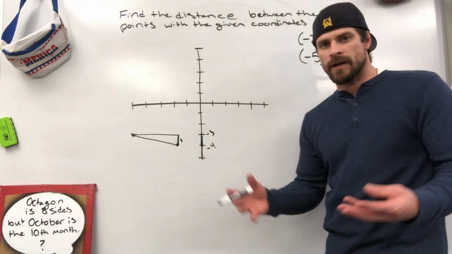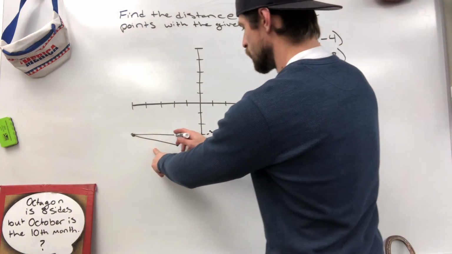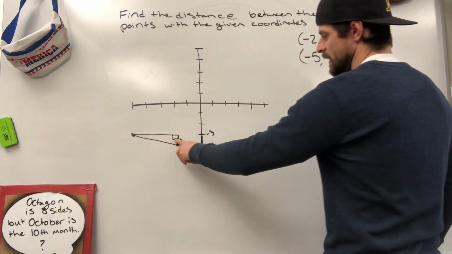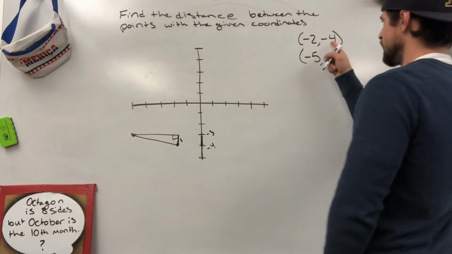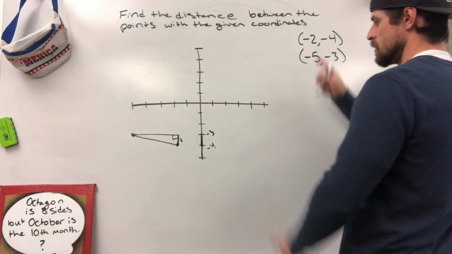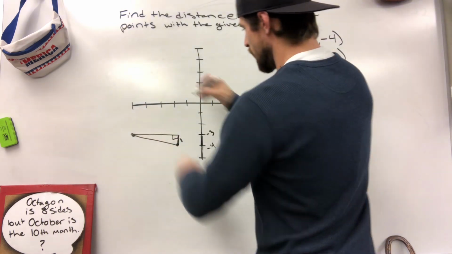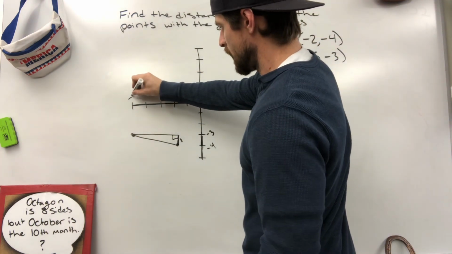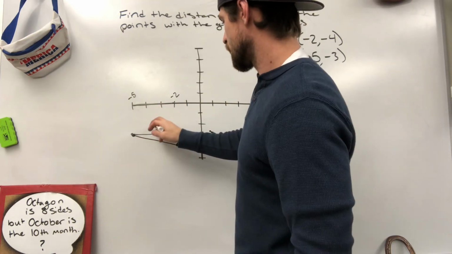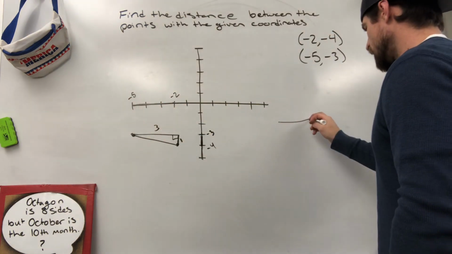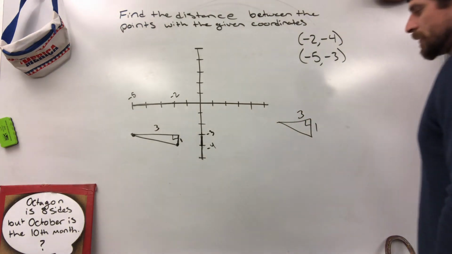Remember, if we get a leg and a leg, we can find the missing hypotenuse, which is opposite of the right angle. So how would I find out what this leg is? Well, I'm at -5, and this one came from -2. I was at -2, -4. So -2 to -5. That distance here is 1, 2, 3. So we're dealing with a triangle that is a 1 and 3 with a right angle there.